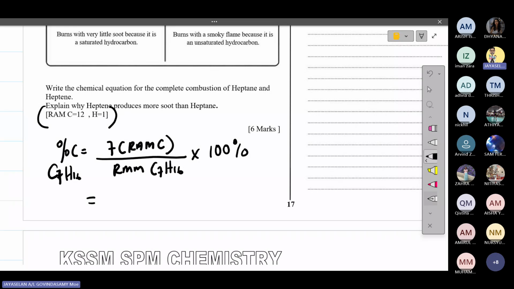Then what percentage do you get? You must do for heptane and heptene. The one with higher percentage will produce more sooty flame. You must memorise this formula. Write down this formula. We take one example, 16. And please remember this is 2 decimal points. The unit should be percentage. 1 mark.